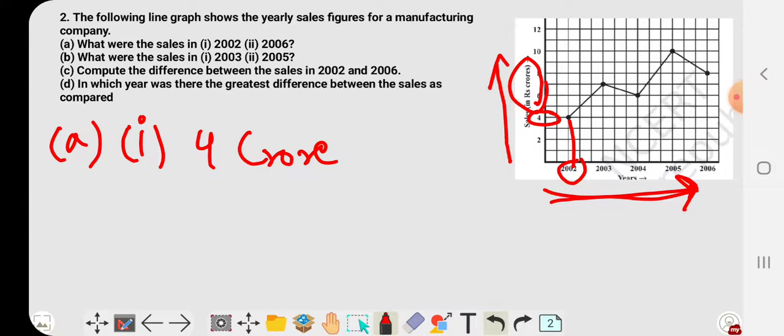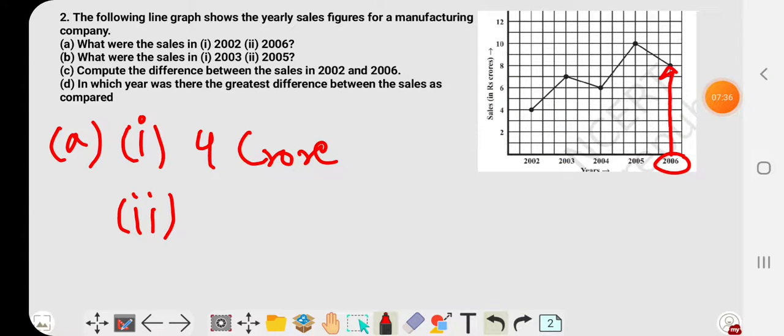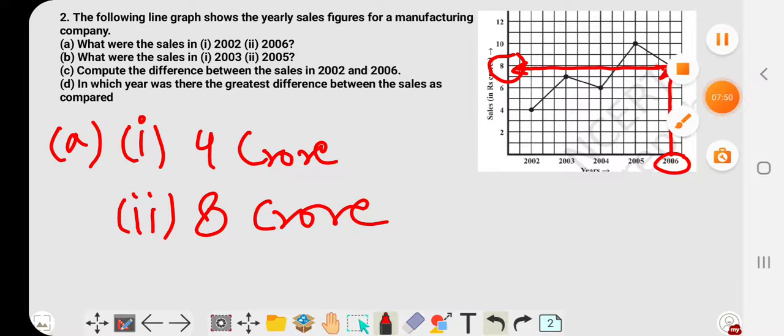You have to write in a complete sentence that the sale in 2002 is equal to 4 crore. Now second, sale in 2006. Let's go up and see here. Here you see this point is at 8 if you see the y-axis. So it means the sale in 2006 was 8 crore rupees. Now part A is done.